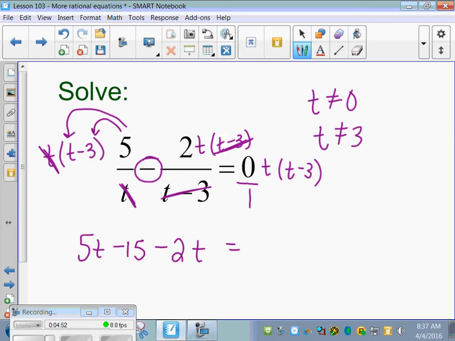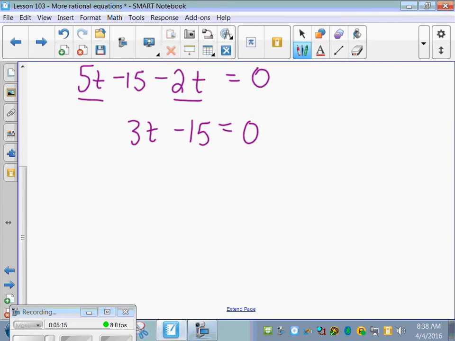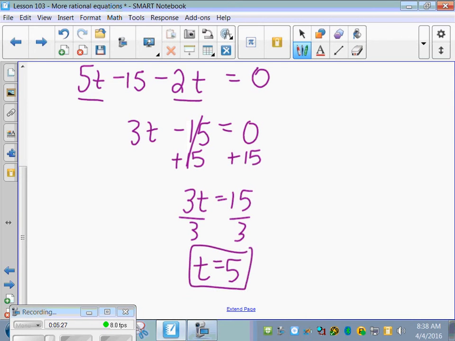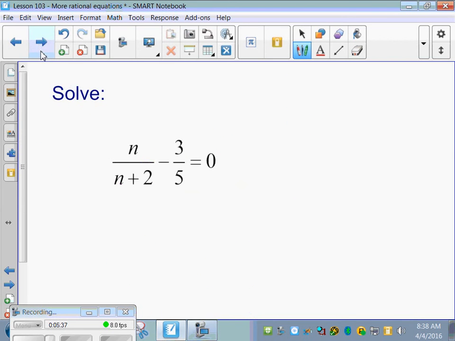And this one was nice to us because they gave us a 0, and we're multiplying 0 times this whole thing. What is 0 times anything? 0. So we can just put 0 there. All right, add like terms. So 5t minus 2t is 3t. Add 15 to both sides. So 3t equals 15. And divide both sides by 3. So t equals 5. Again, make sure you always have those undefined values also as part of your answer. Okay? So let's try another one.